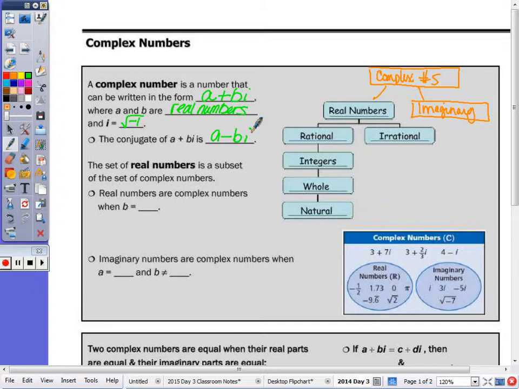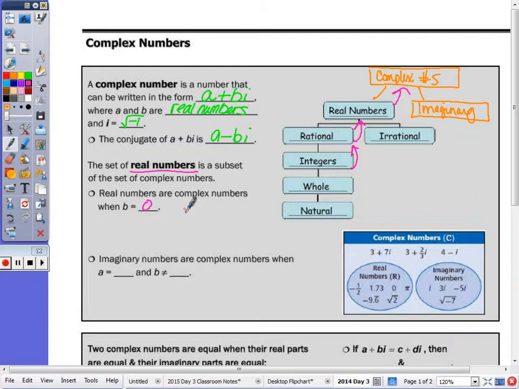Okay? And each branch here is a subset of that above it. So the integers are a subset of the rational, which is a subset of the real. So the real numbers are a subset of the complex, okay? Real numbers are complex numbers when your b equals 0.